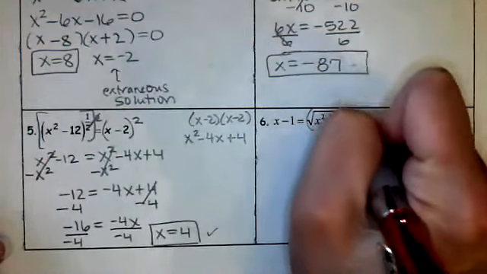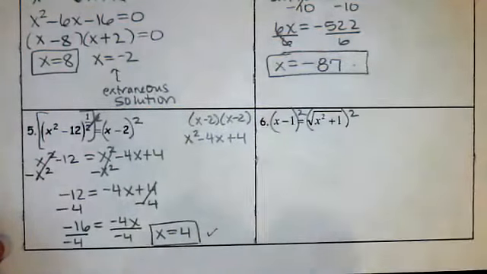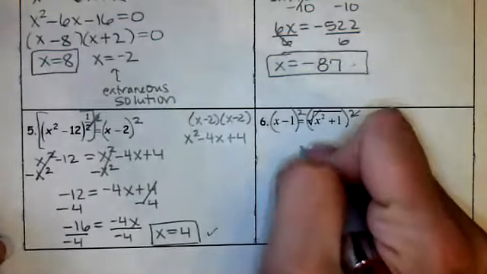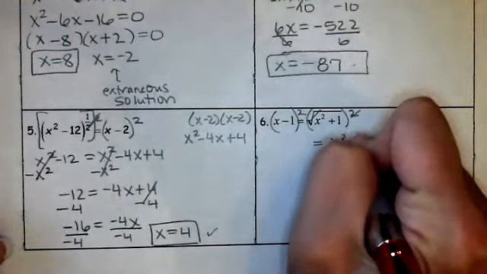Again, we're going to square the entire side. The square root and the square cancel out, freeing my x squared plus 1.